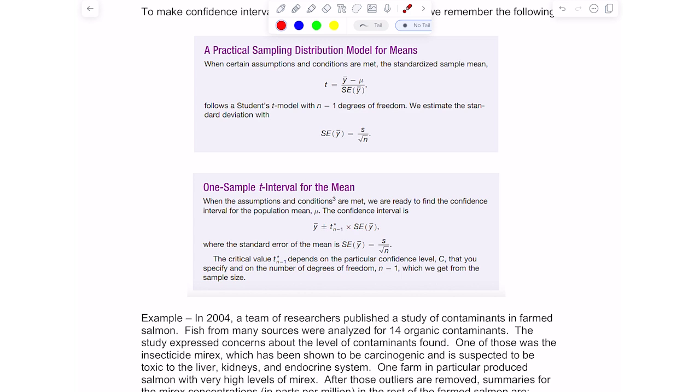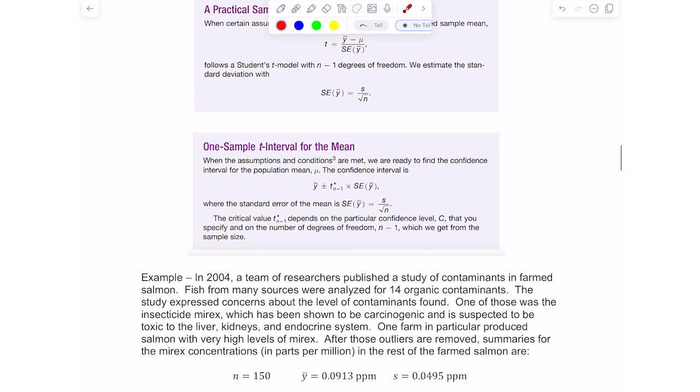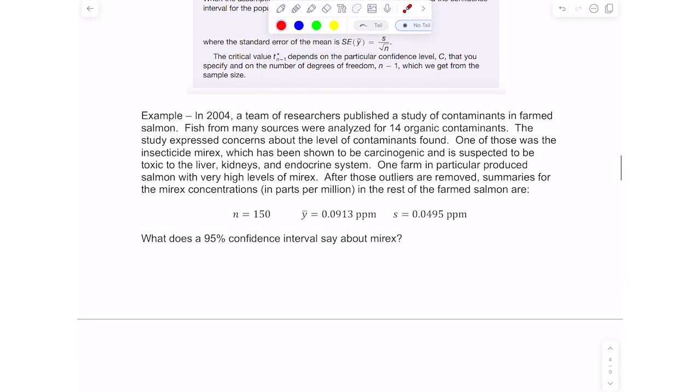Okay, so let's take a look at how that's done. You can pause the video and read the problem, and then we'll find the confidence interval together.